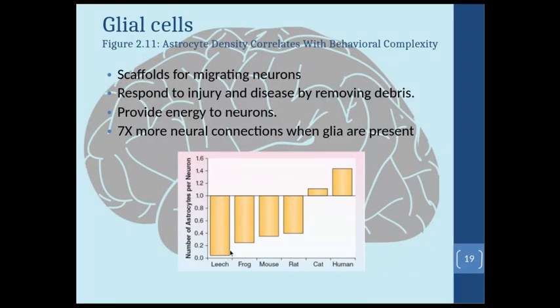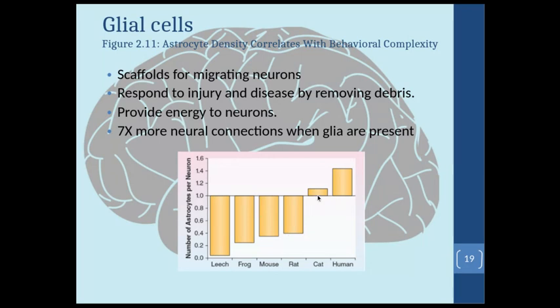So here a leech has almost 0 astrocytes per neuron. A frog has about 0.3. So basically 1 astrocyte for every 3 neurons. In the mouse, you see about 0.4. In a rat, about half. So 1 astrocyte per 2 neurons.